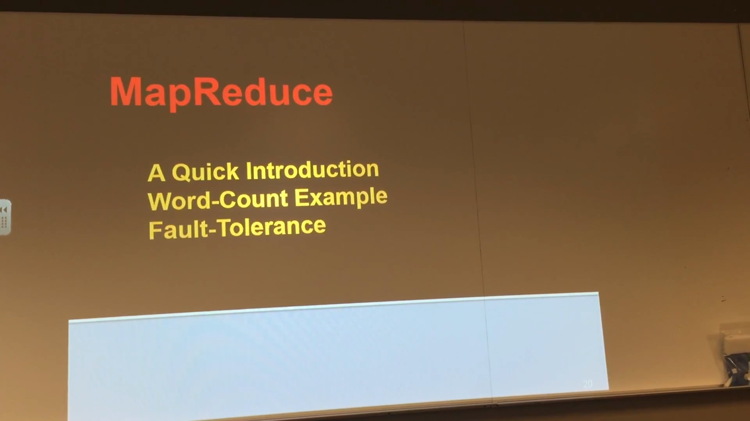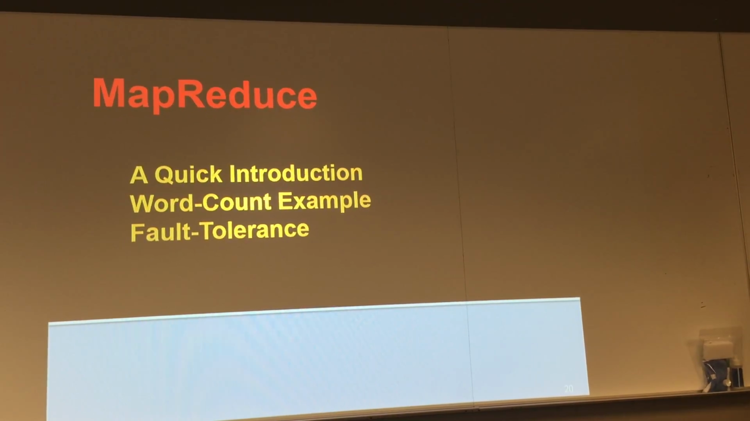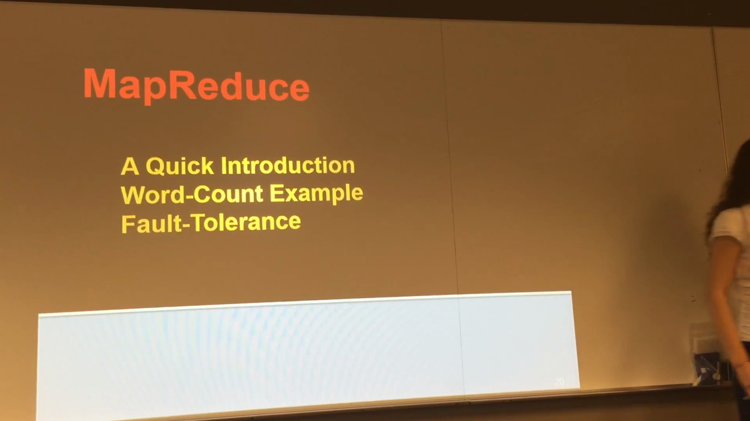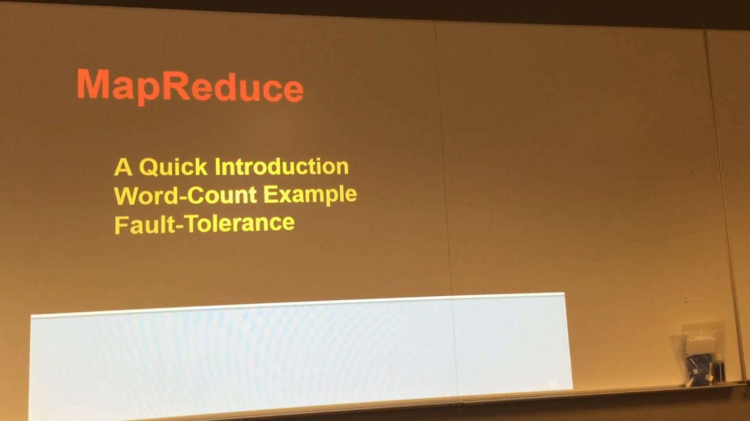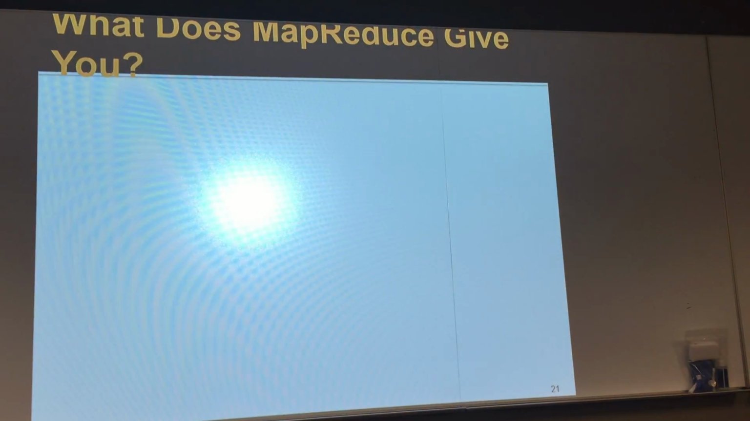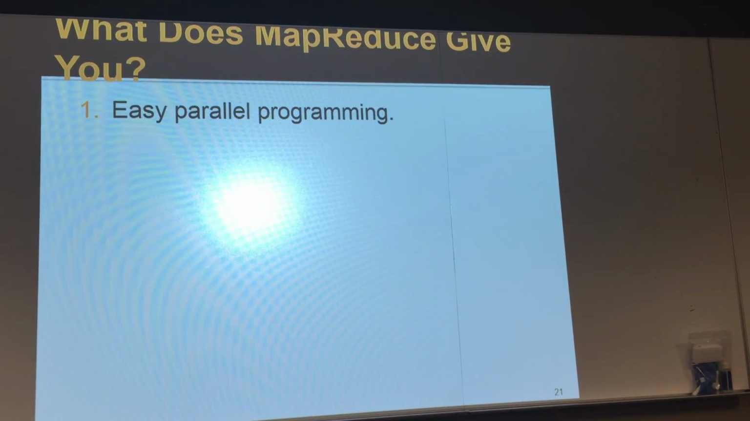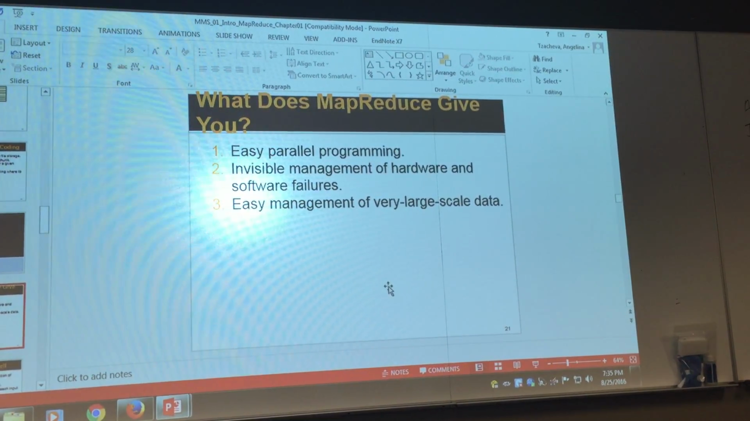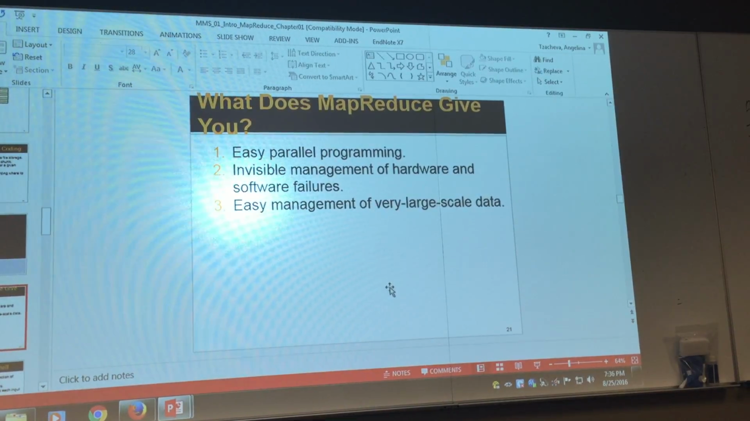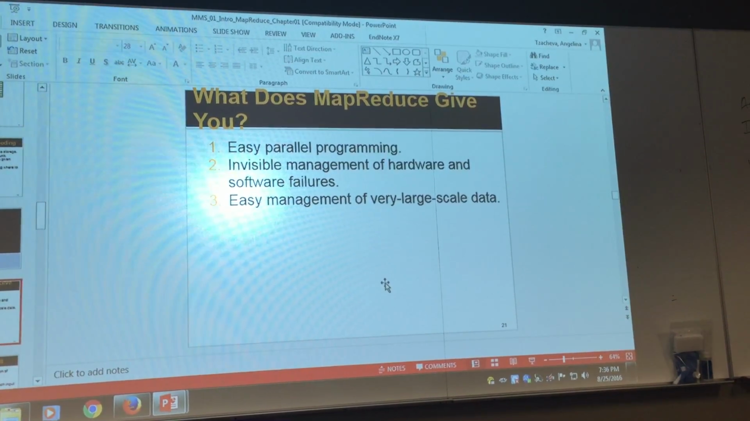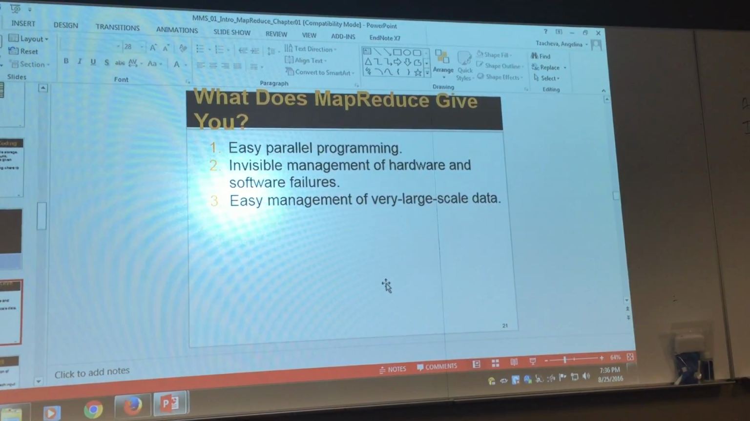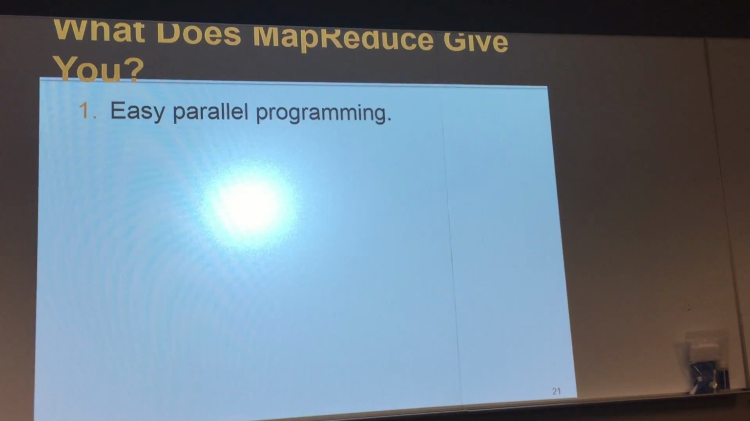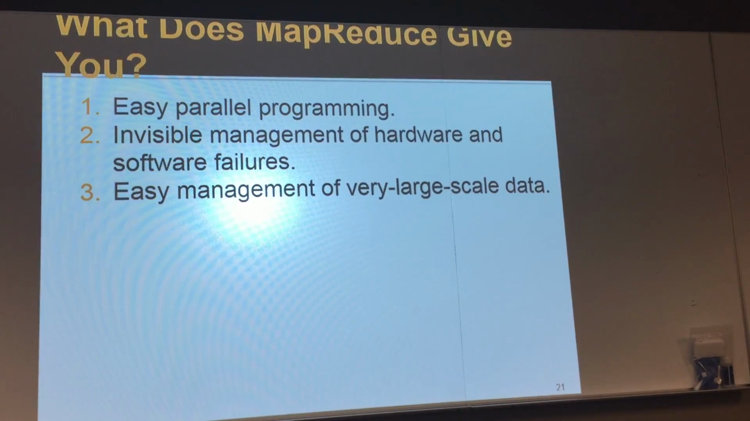Let's look at what is MapReduce. We will do a brief introduction and a word count example, and then we will think about how this little program will perform if one of the nodes fails. So what does MapReduce give? Easy parallel programming, invisible management of hardware and software failures, and the ability to leverage very large scale data.